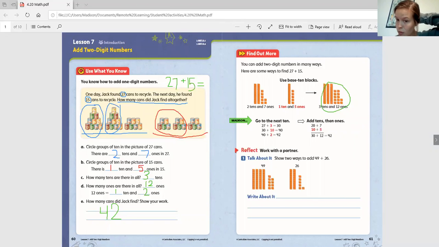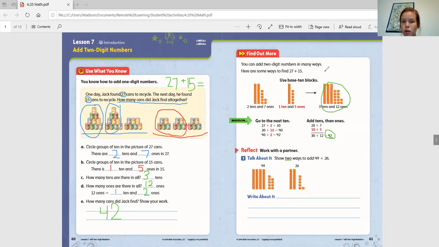Now, we can also break it apart and add our tens first and then add our ones, like in the 20 plus 10 and then 7 plus 5, and we got 30 plus 12, and then adding those together to get 42 right here. So let's look down here for the problem that says show 2 ways to add 49 plus 26 and see what ways we want to do it. So we need to show 2 ways.